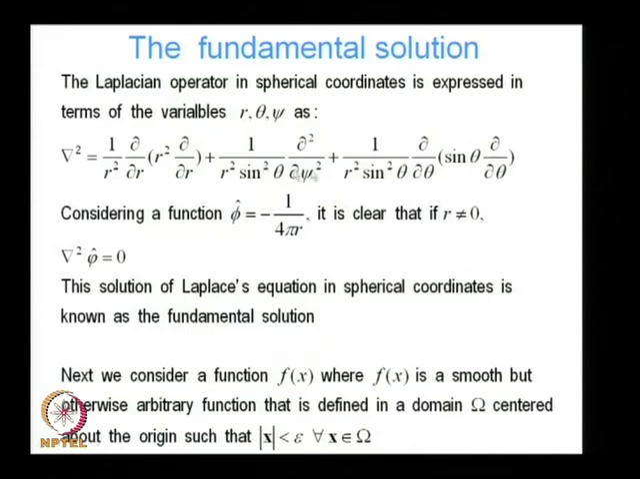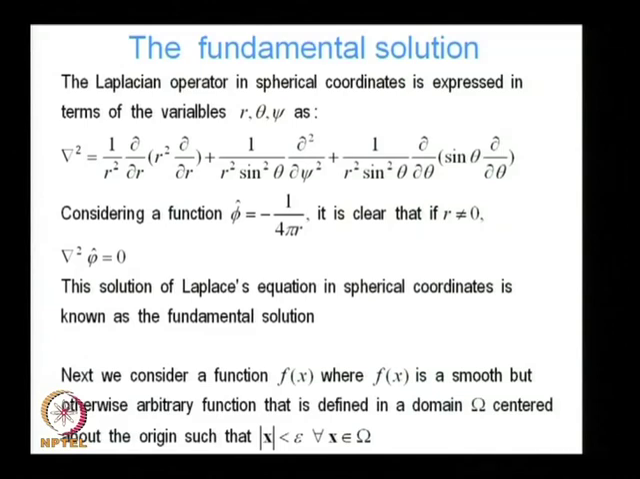You can see that these are partials with respect to psi and theta. There is no dependence of phi hat on psi and theta. So, the only part that can contribute is del r of minus 1 by 4 pi r, which is going to give me a 1 by r square term. R square cancels out, I have a constant, and del r of that is going to give me 0. So, by construction this function always satisfies Laplace's equation unless we are at the origin, and this solution of Laplace's equation in spherical coordinates is known as the fundamental solution.